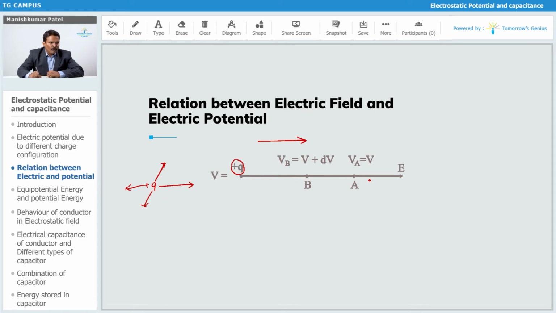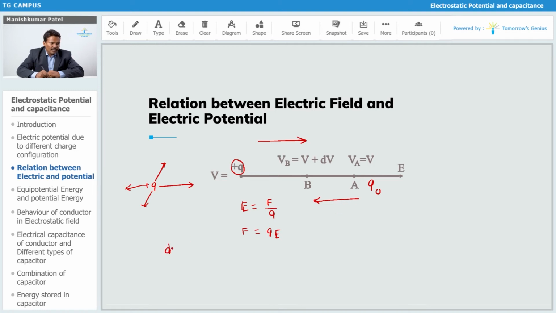Then if I want to move this test charge, which is nothing but Q0, from A to B, obviously this Q will exert some force. That force you can find, that is Q into E, which is the force exerted by this electric field. So to move the charge from A to B, definitely you have to do work against this force. So you have to apply the equal and opposite force. So you have to do some work, and that work done will be saved in the form of energy.